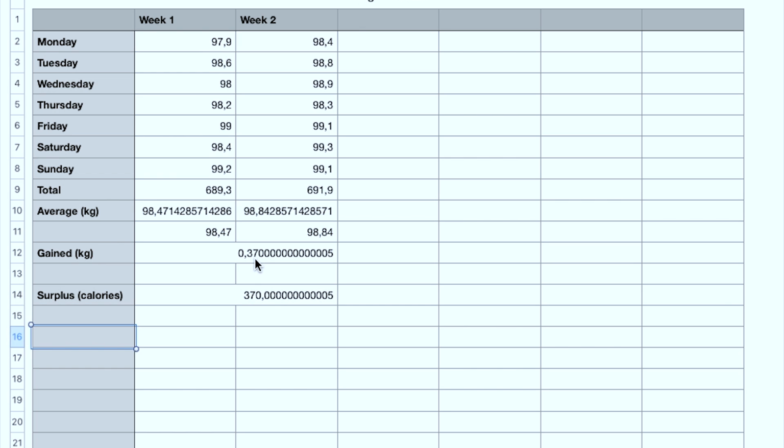So when you're first trying to work out your maintenance, you want this to be as close to 0 as possible. Let's say these two numbers are switched around and 98.47 is here and 98.84 is here. You've obviously lost 0.37 kilograms. So what you want to be doing is adding 370 calories to your calorie intake in order to work out your maintenance. For the sake of this video, let's say your maintenance is 4,000 calories. So here we're going to put 4,000 calories.